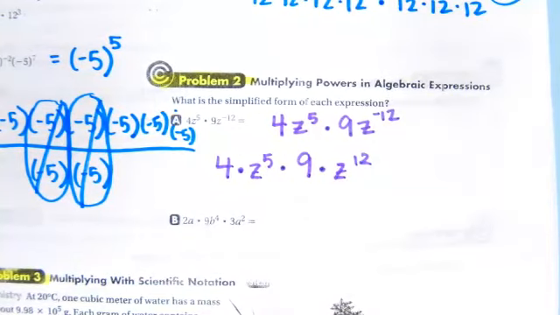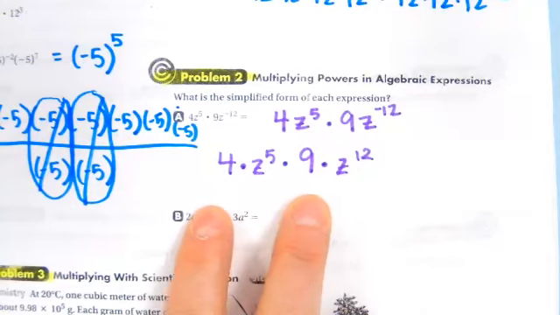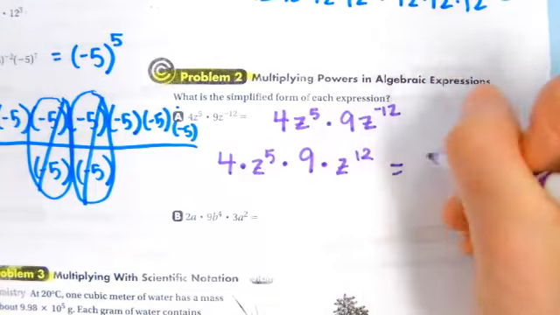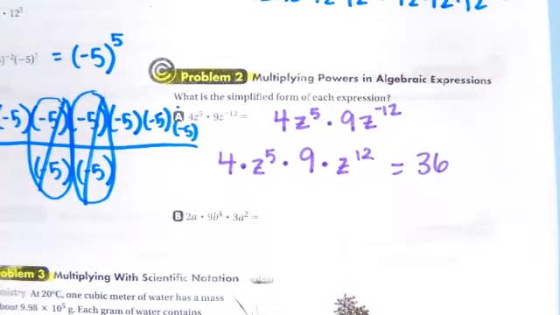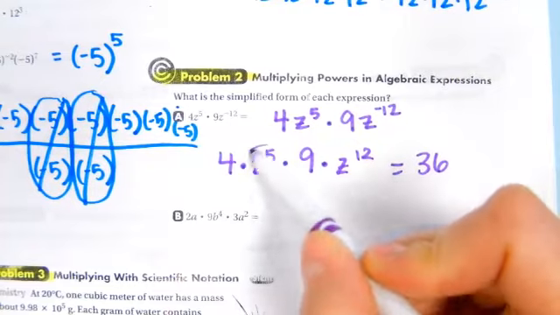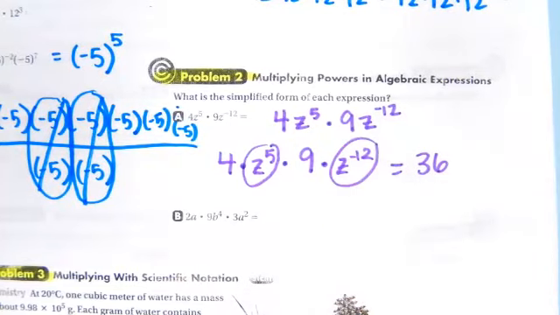So what happens is if you have base numbers that are different, you multiply those. So we're going to multiply 4 and 9 to get what? 36. Those are different bases. And so we can simplify that. And then we have a set that is the same base. We have z to the 5th and z to the negative 12.